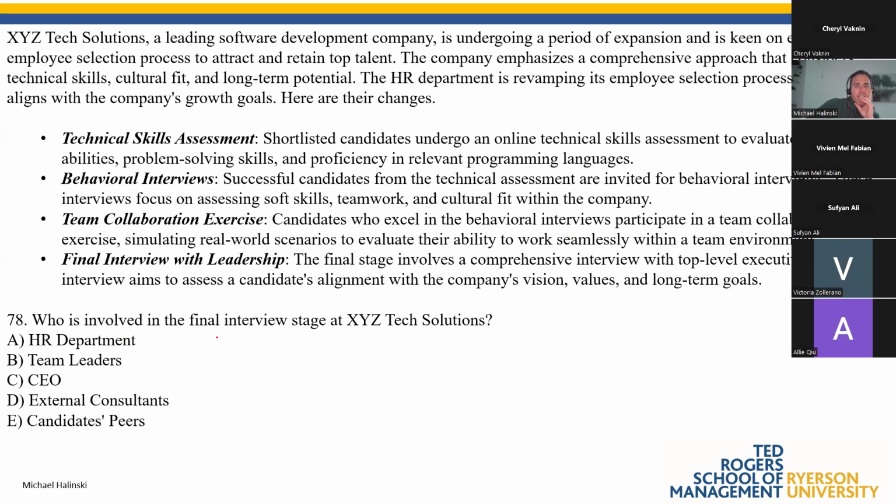Okay. Who is involved in the final interview stage? Final interview with leadership. The final stage involves a comprehensive interview with top level executives. Okay, so who is it with? Top level executives. This interview aims to align and so on. Okay, so who are the top level executives in an organization? You probably don't have this person actually interviewing everybody, but in this example, team leaders, they're not top level executives, they're team leaders. External consultants, no. Candidates' peers, no. Candidates' friends, no. Final stage. It's the CEO. Okay, and that's it.